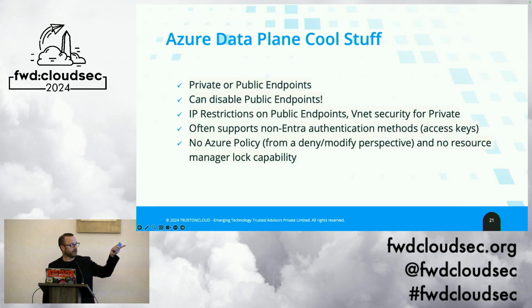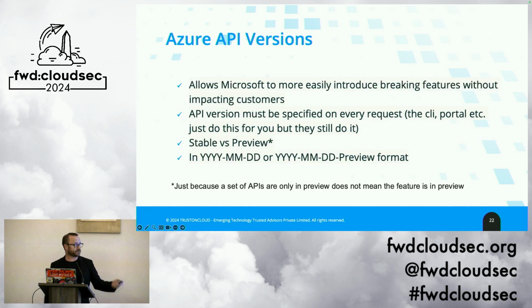Data plane, cool stuff. You can have public or private endpoints, so you can actually disable the public endpoint. If you have a public endpoint, you can have an IP address list on it instead, so you've got some security there. An interesting thing is it supports non-Entra authentication methods. Access keys, resource keys, account keys, different services call it different things. That's good, maybe. It may not be good because you have to then rotate those credentials, etc. There's no Azure policy, because remember this is not control plane management on the Azure endpoint, and there's no Resource Manager lock capability either. This is all meant to be data plane stuff.